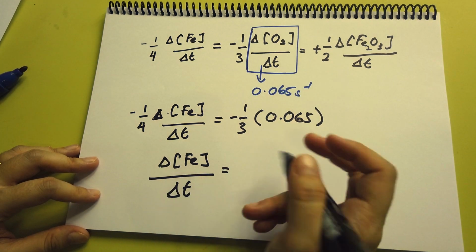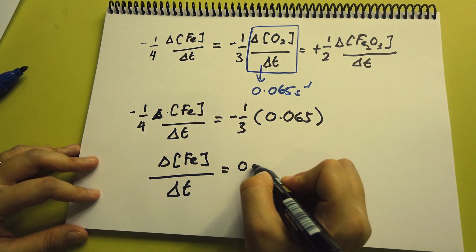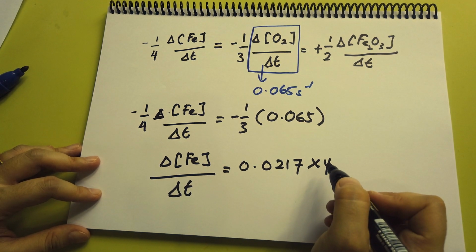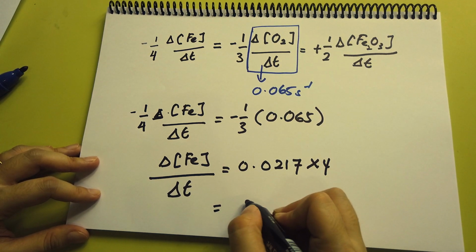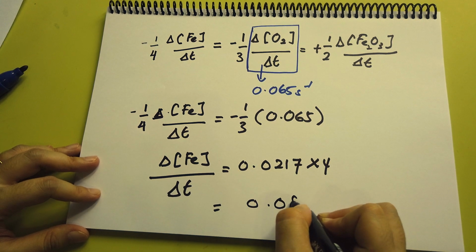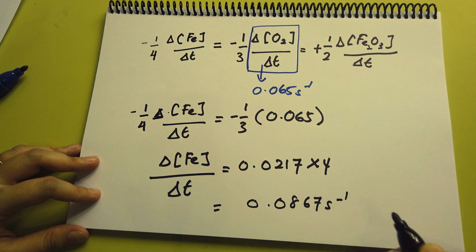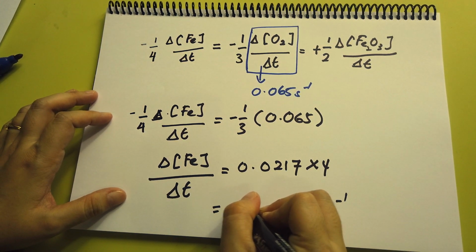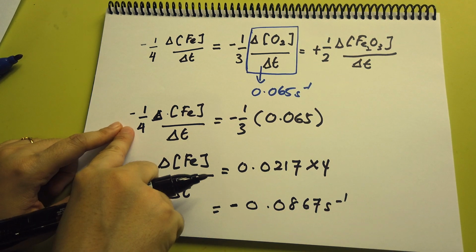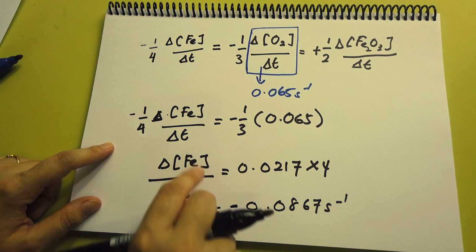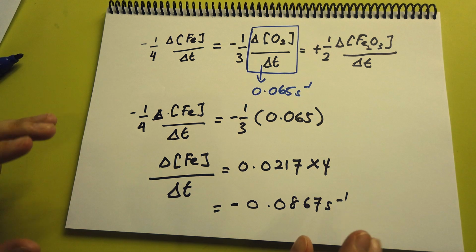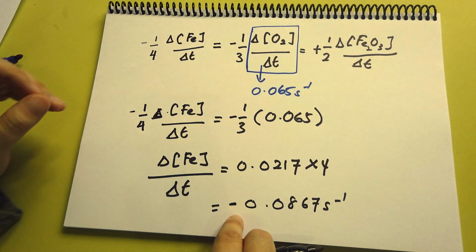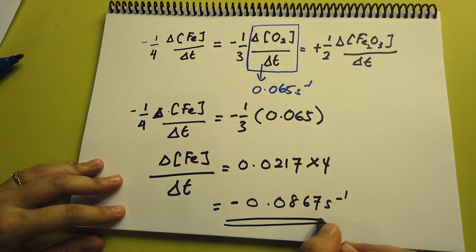You need to put it up here, so you will get 0.0217 times 4. So you should get 0.0867 per second. Since the ferrum is a reactant, you need to have a negative sign over here. Although you can see here that you can slash them out, we need to check the position of the element. Since ferrum is a reactant, it should have a negative sign.